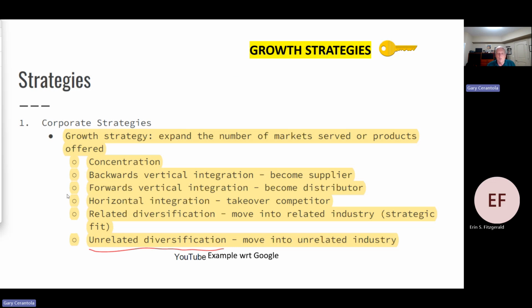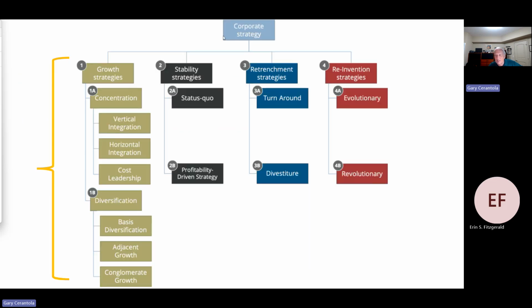And then sometimes we might think, okay, hey, you know what, containers are really important to our businesses, so that's an unrelated diversification, and we might buy out an actual container manufacturer. All right, so that's how that works. Now, in terms of the actual different types of strategies here, so on the growth strategy, there's concentration. We talked about vertical integration, horizontal integration, cost leadership. We talked about diversification. Now on the stability strategies, we could have, we're not going to change anything.